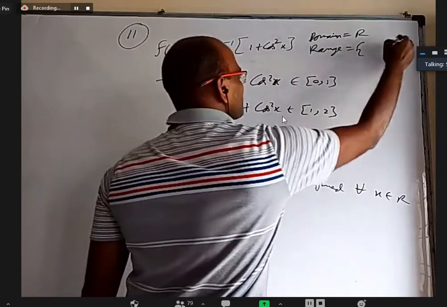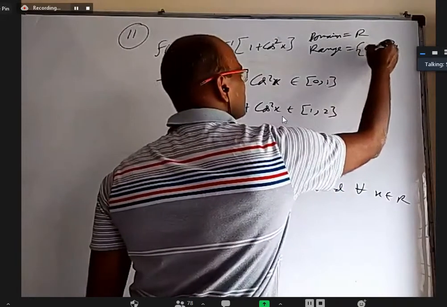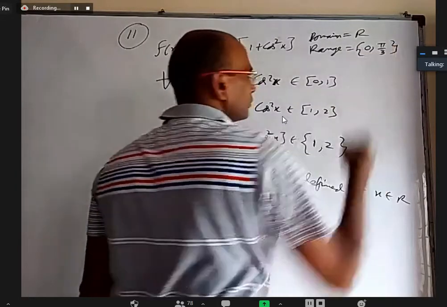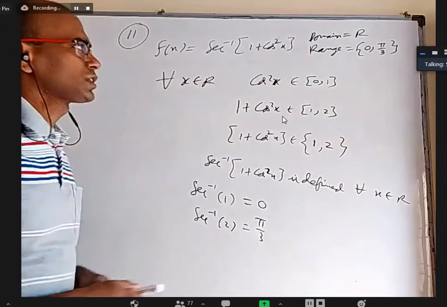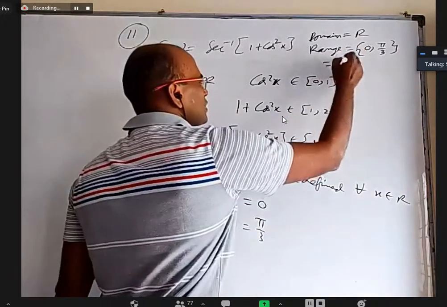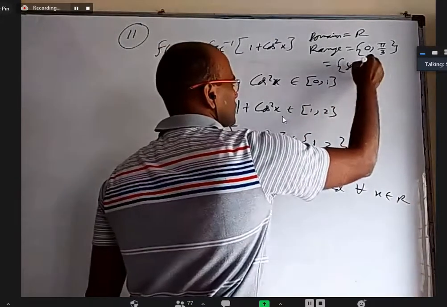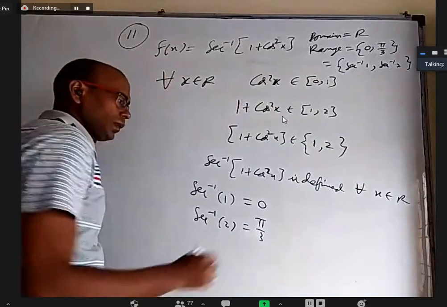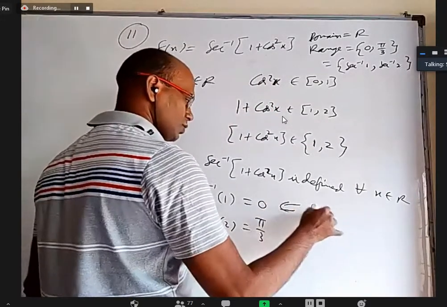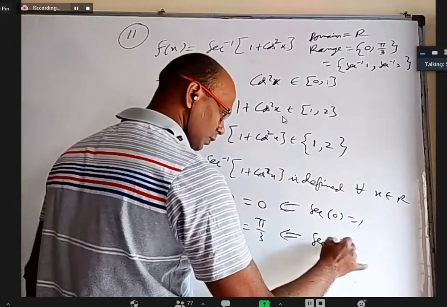So range is 0 and pi by 3. Instead of writing like this, they can also leave it as secant inverse 1 and secant inverse 2 if they wanted. Secant inverse 1, secant inverse 2. This is because secant 0 is 1. This is because secant pi by 3 is 2.